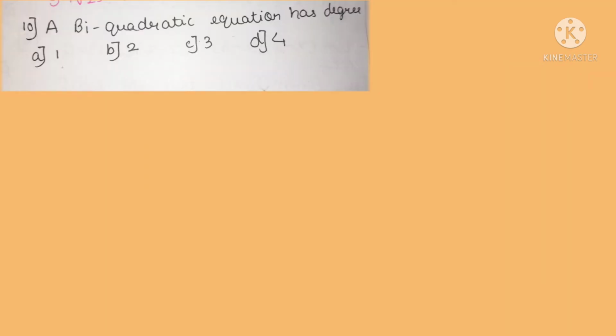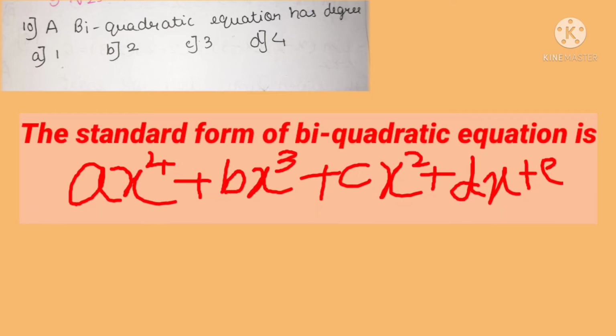So let's move to the 10th main question. Over here the question is: how much degree does a biquadratic equation have? First let's see the general equation of the biquadratic equation: ax raised to 4 plus bx raised to 3 plus cx squared plus dx plus e is equal to 0, in which the highest degree will be absolutely 4. So the option will be E.